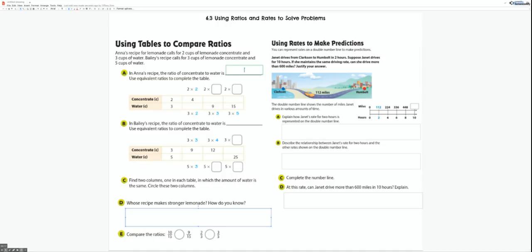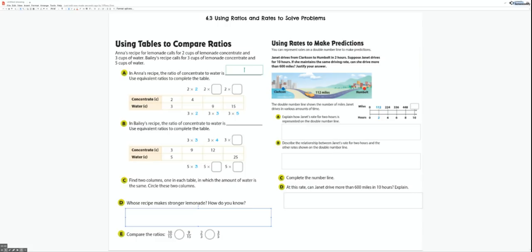And it's talking about lemonade recipes. So Anna's recipe for lemonade calls for 2 cups of lemonade concentrate and 3 cups of water. Bailey's recipe calls for 3 cups of lemonade concentrate and 5 cups of water. So just looking at that, you can already see that these two girls are using different recipes to make their lemonade. So in A, we're going to talk about Anna's recipe.